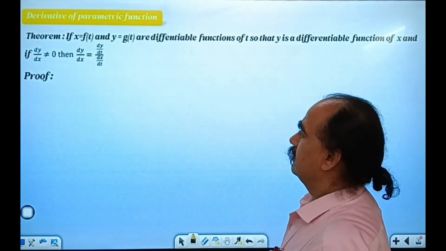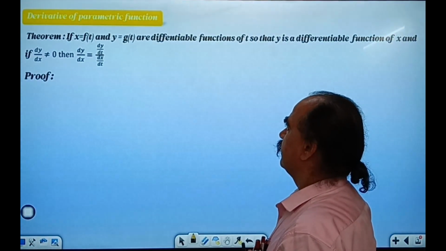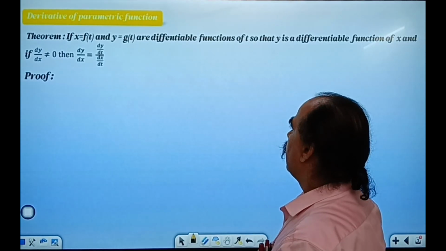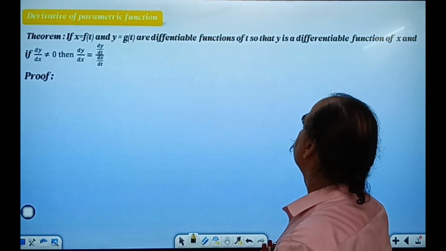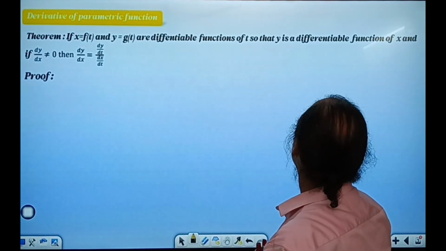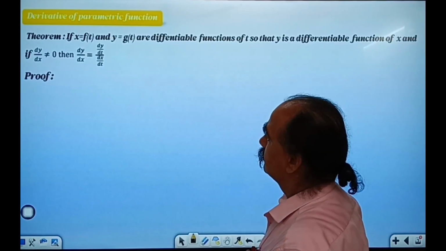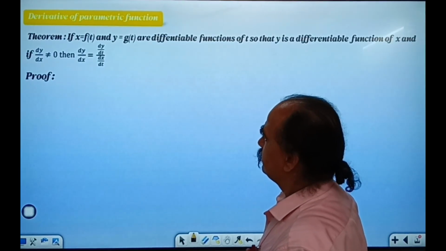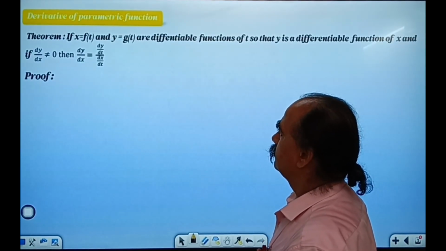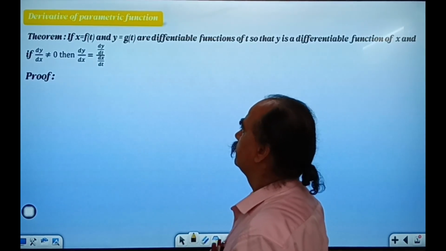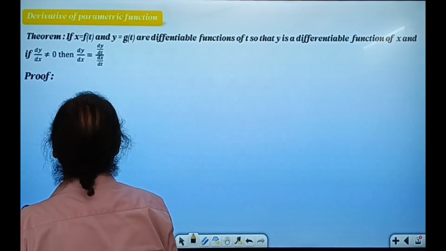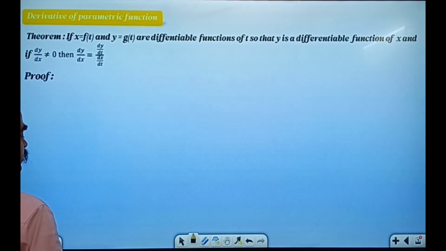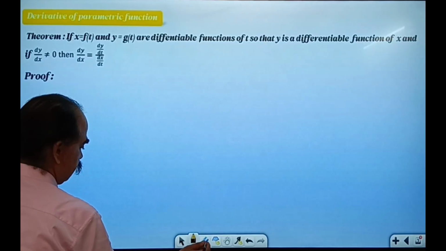The theorem is: if x is equal to f(t) and y is equal to g(t) are differentiable functions of t, and if dy by dx is not equal to 0, then if dy by dt is not equal to 0, dx by dt is not equal to 0.